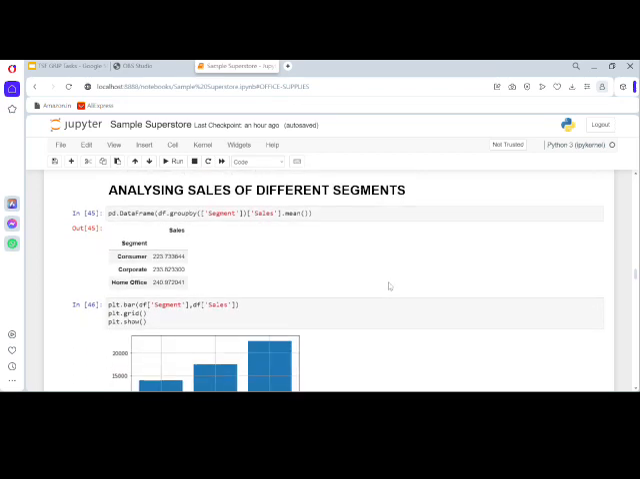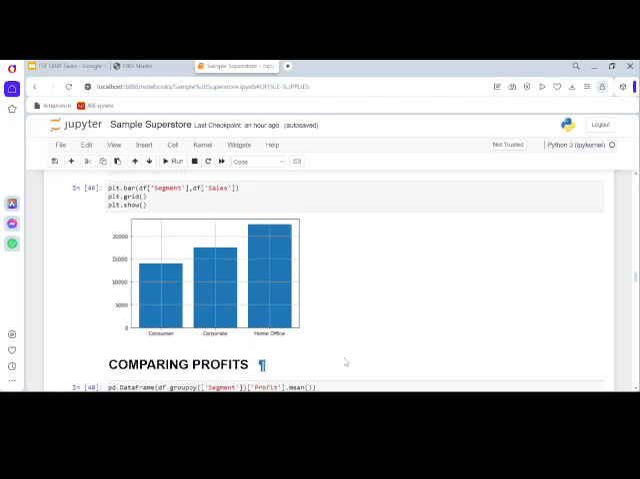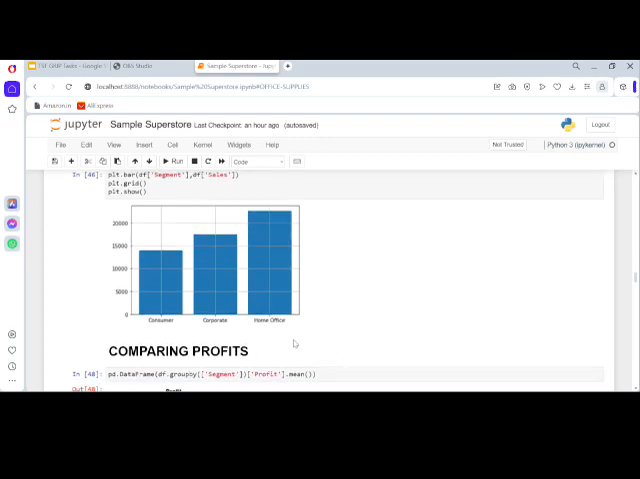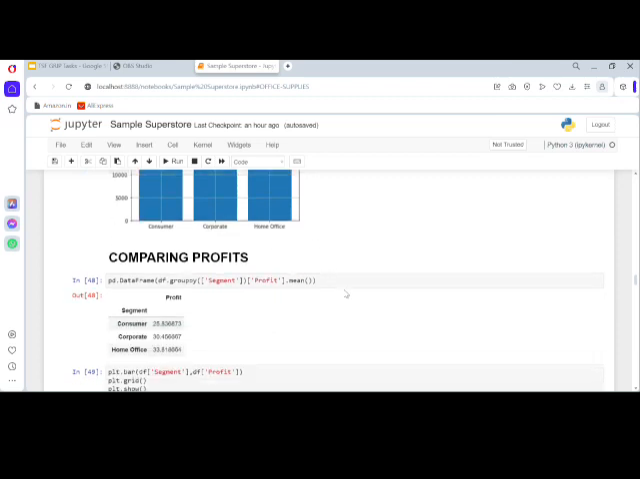Then we have segments where we have consumer, corporate, and home office. If we see the graph, the maximum sales occur in home office regions.